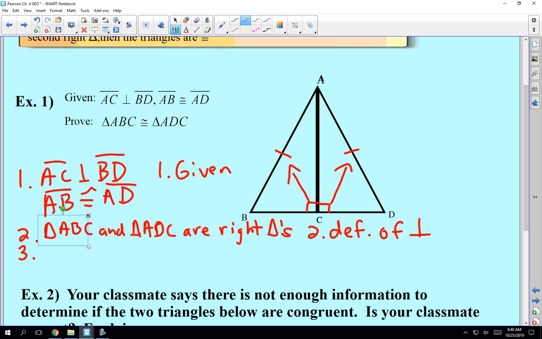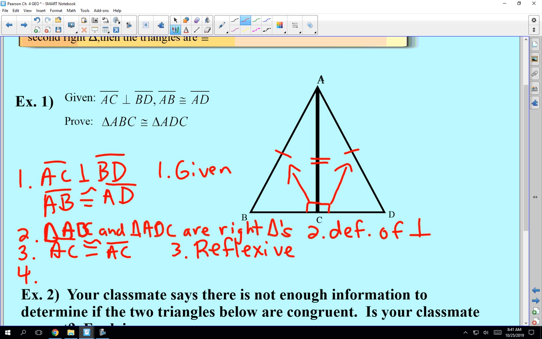So we've got AC congruent to AC, and that's by reflexive property. And then in step number 4, we'll be using this new theorem, which we abbreviate with an acronym. It's HL. So triangle ABC is congruent to triangle ADC, and that is by the HL theorem.